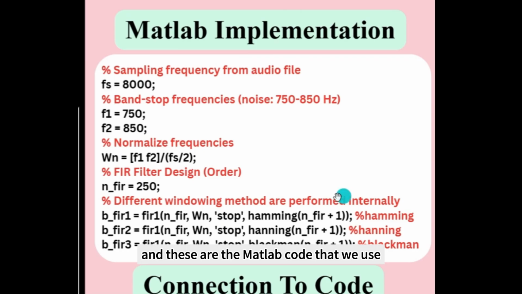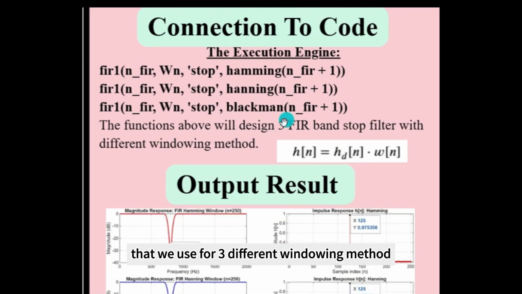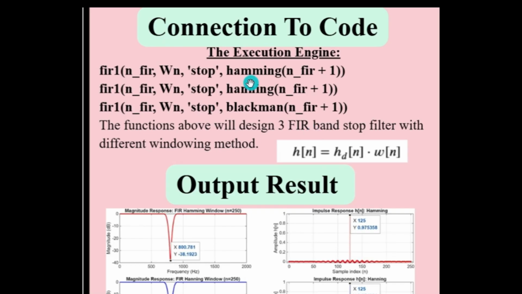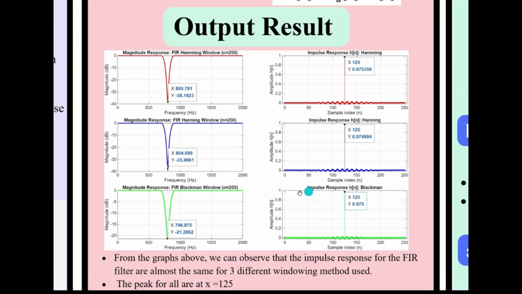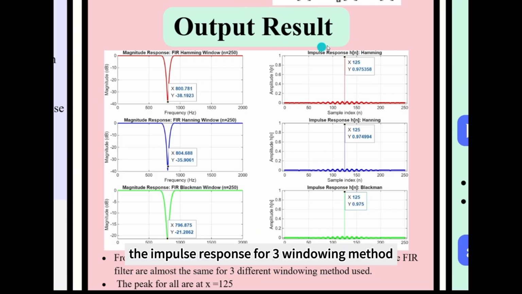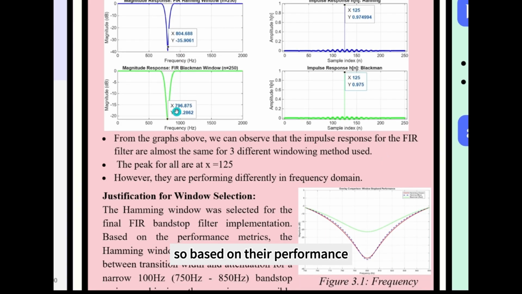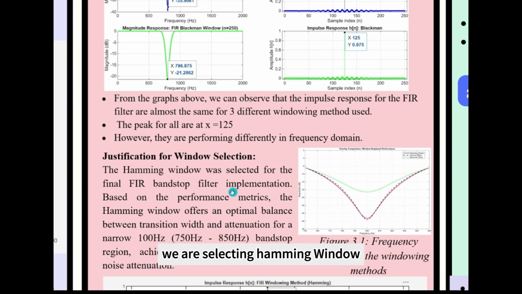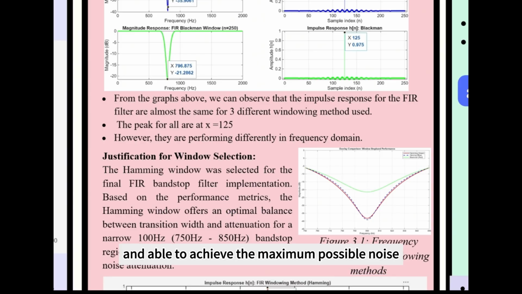And this is the MATLAB code that we use. So these are the functions that we use for 3 different windowing methods. So these are the output results for our FIR filter by using 3 different windowing methods. As we can see, the impulse responses for the 3 windowing methods are almost the same, but their performance in the frequency domain is different. So based on their performance, we are selecting the Hamming window because it offers an optimal balance between transition width and is able to achieve the maximum possible noise attenuation.